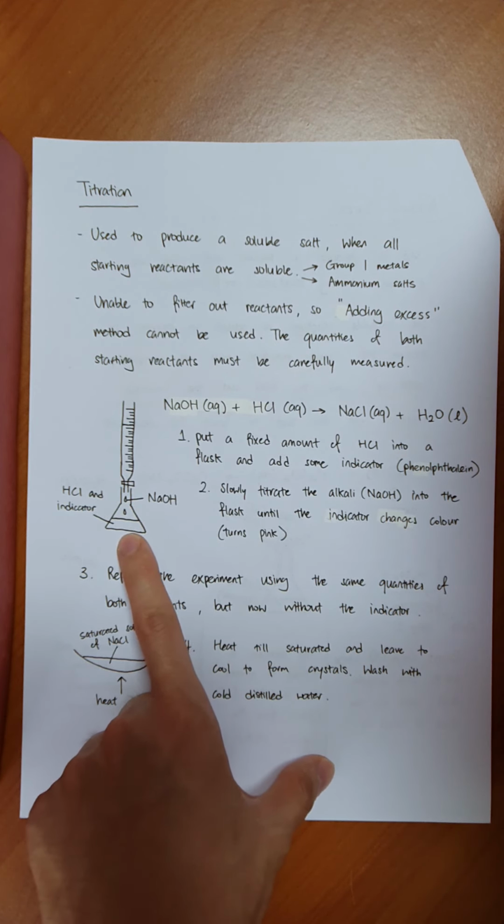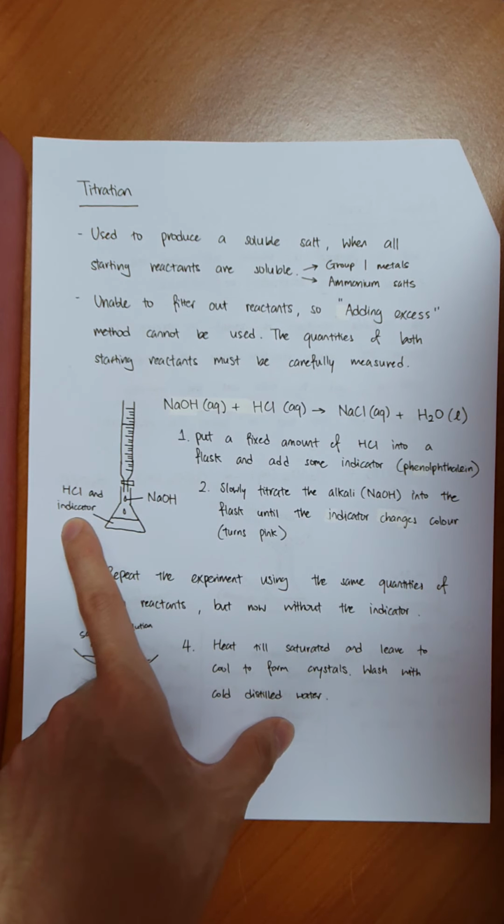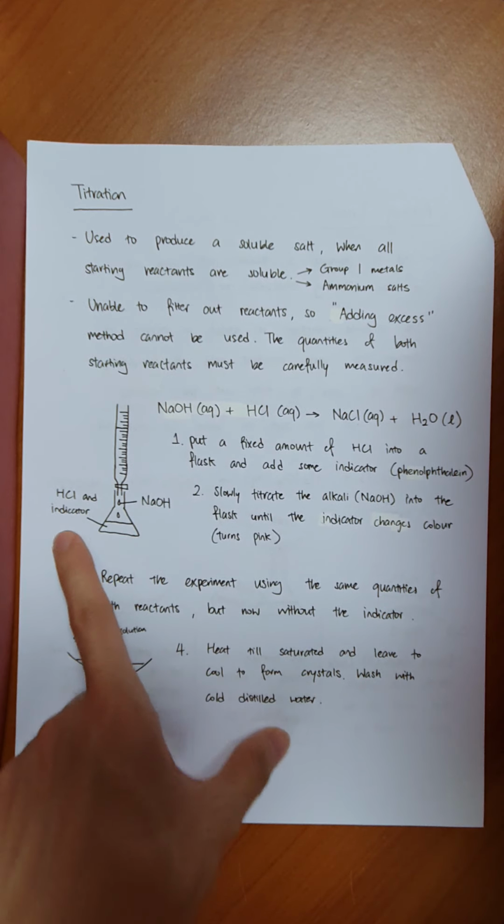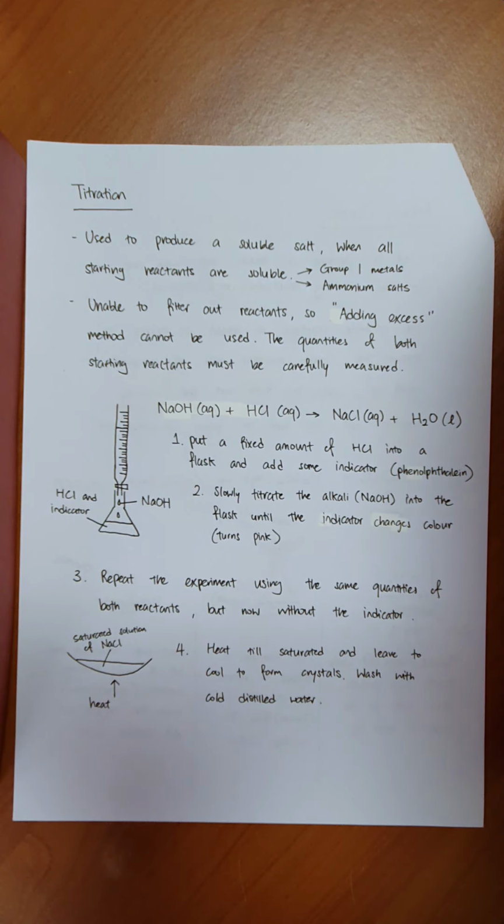So when the pH level is over 7, this indicator will change color already. That's how you know that there is an excess of NaOH. So the moment the indicator changes color, you stop this dripping, and then you note the quantities.